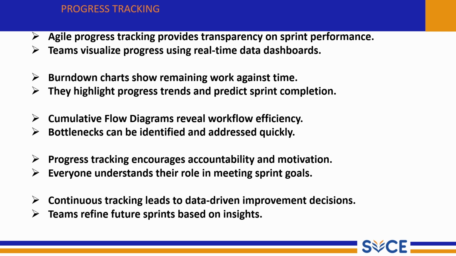Cumulative flow diagrams reveal the workflow. Another useful Agile tool is the cumulative flow diagram. It shows the flow of work across stages like to do, in progress, and done. This helps analyze how efficiently work is moving through the system. Bottlenecks can be identified and addressed quickly.